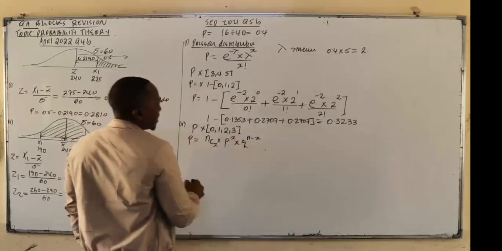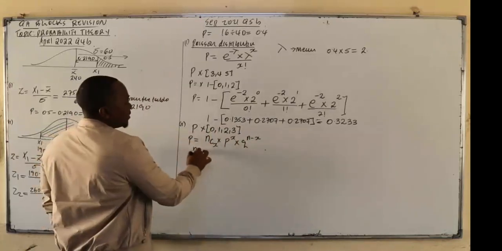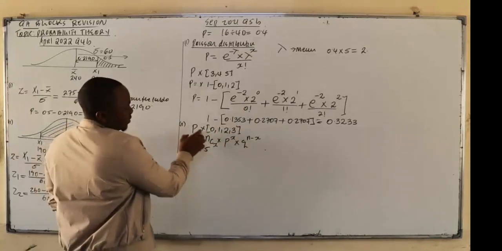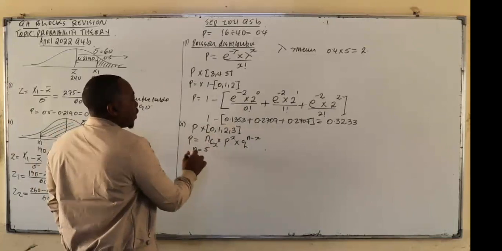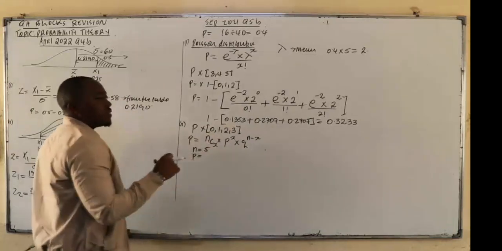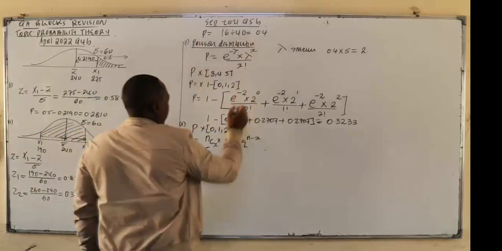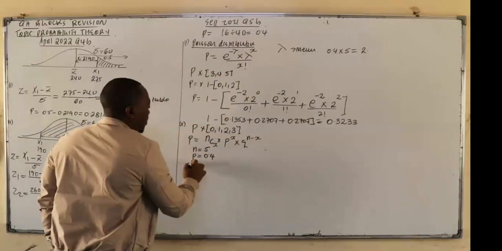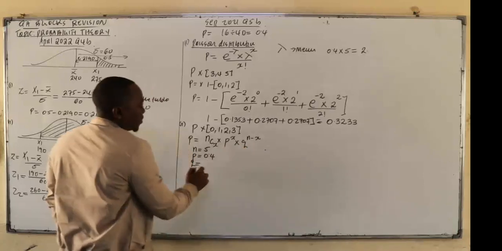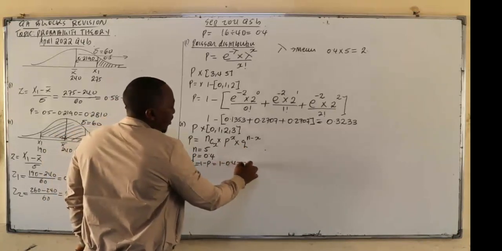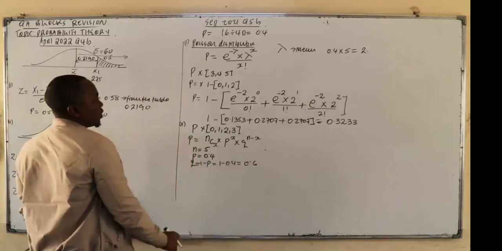Now, n, in this case, we picked 5 bolts. X, we have our x's here. We need p. Now, p is the probability of defective. Probability of defective is 0.4. We need q. Q is 1 minus p, so it's 1 minus 0.4, we get 0.6.